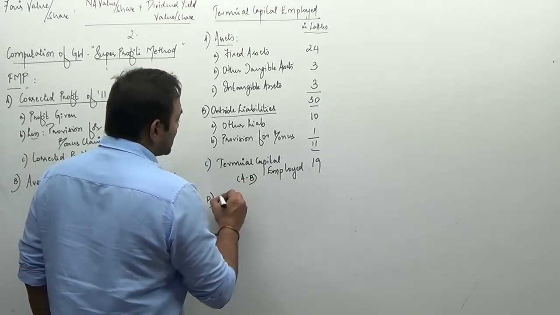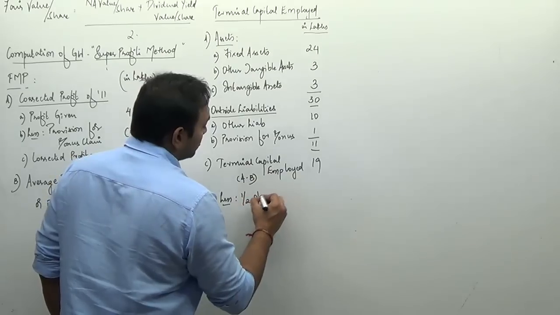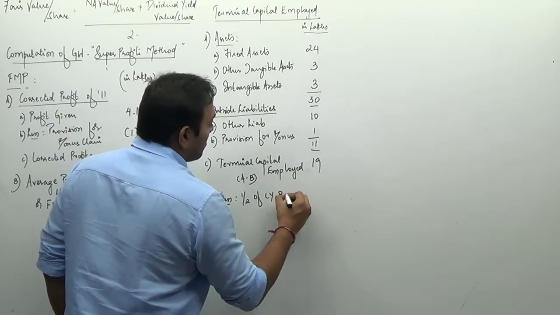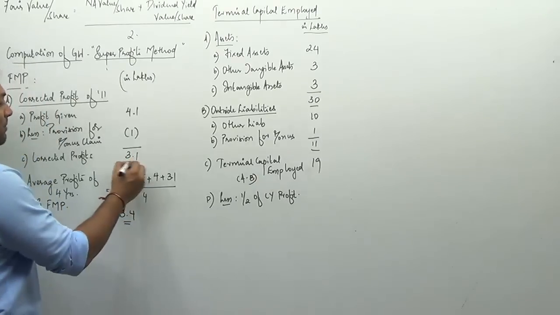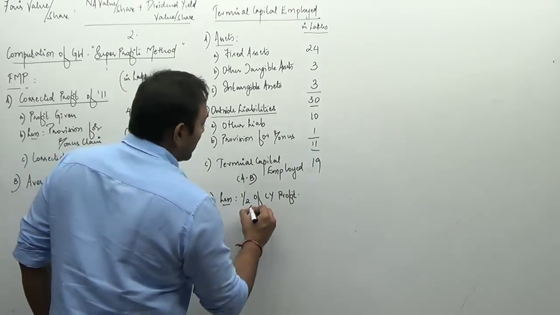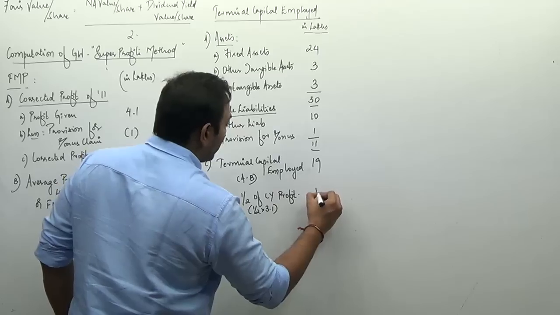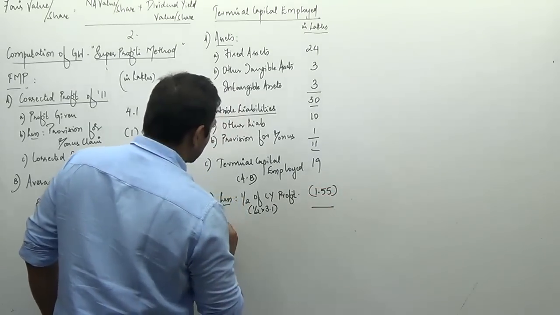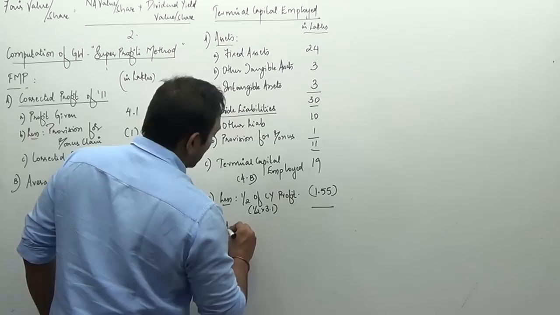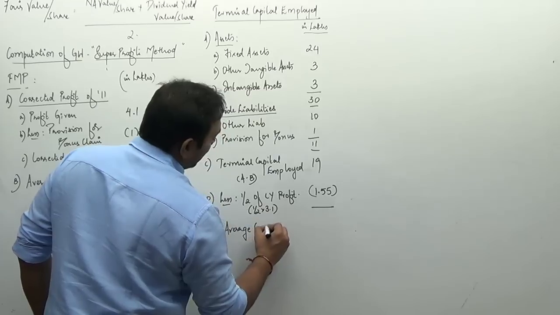How do you get average? Less half of current year profits. Can I calculate? Where is current year profit? We have corrected it. 3.1. So 1 by 2 into 3.1 is 1.55. Deduct. Average capital employed.